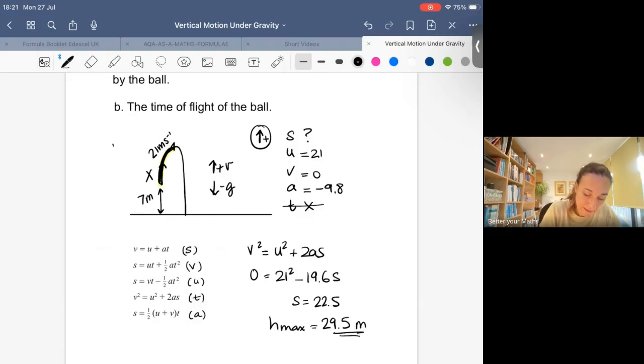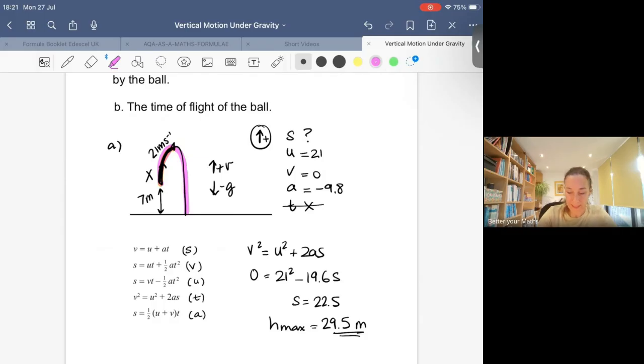That's the first part, and it's quite common. They ask you the maximum height, and that's how we find it. Then the time of flight of the ball. Now we have to be careful. We are not going to use this information because it was only for the first part of the motion, working only up to the maximum height. While for part B, they are asking us the time of flight, so it's the amount of time that the particle is in the air.